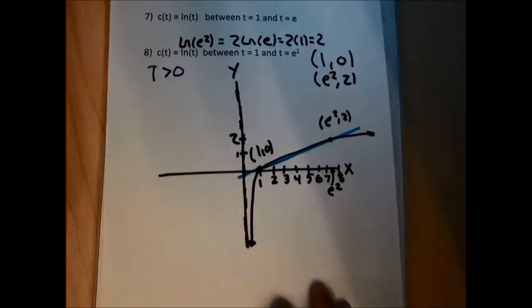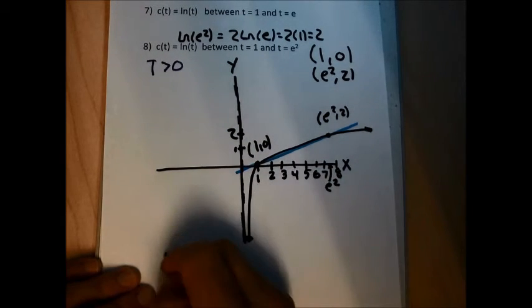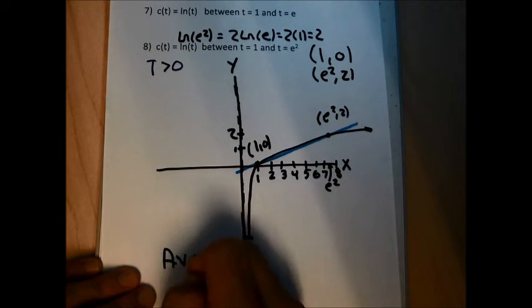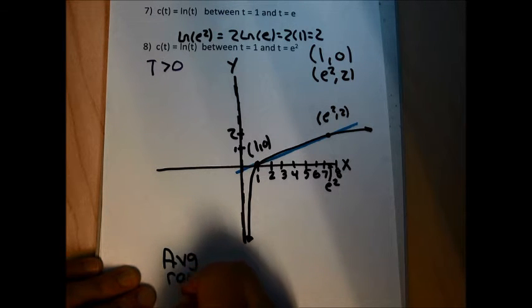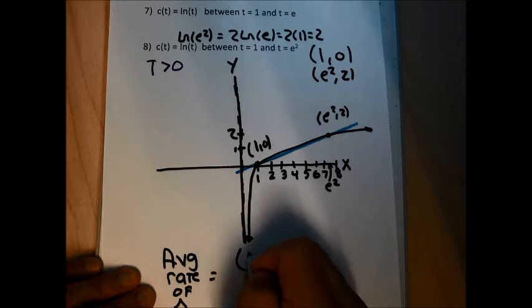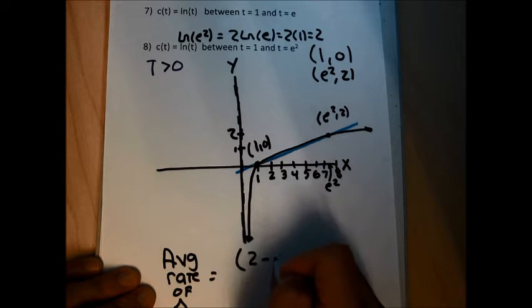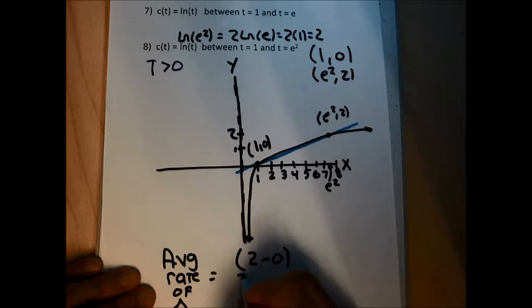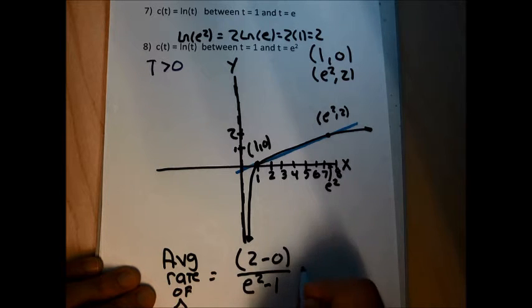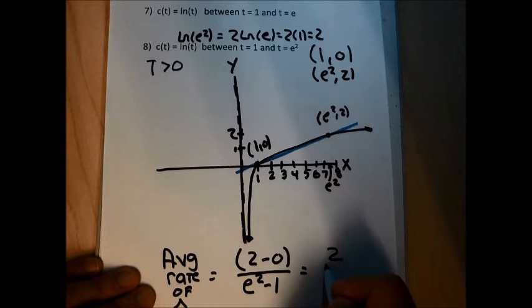And now the algebra. So average rate of change equals y2, which is 2, minus y1, I don't know why I did a parentheses there, but it's not wrong to have it, over x2, which is e squared, minus x1. It's going to be 2 over e squared minus 1.